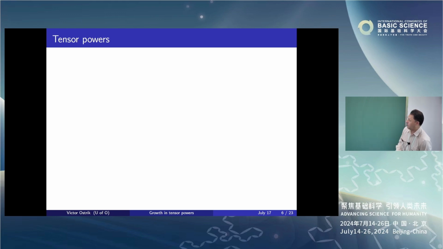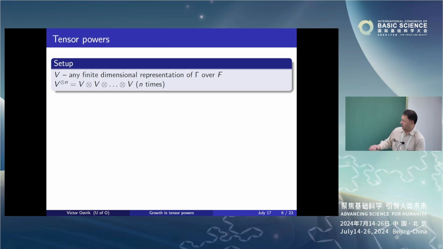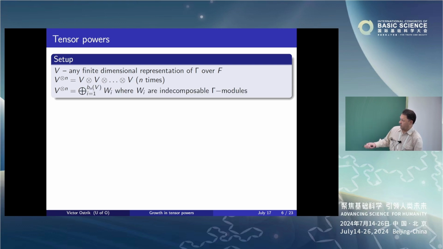Okay, so now finally, let me talk about the subject of my talk. Let us take any group, any field, any finite dimensional representation of this group, and let us form the tensor power. So I'm going to do this operation of tensor product many times with one particular representation. And let us do the converse problem about decomposition: let us decompose this representation into a direct sum of indecomposable ones.